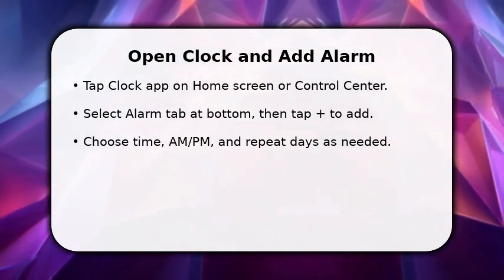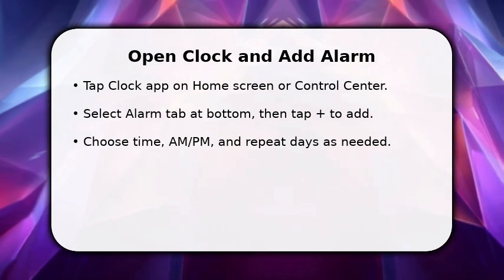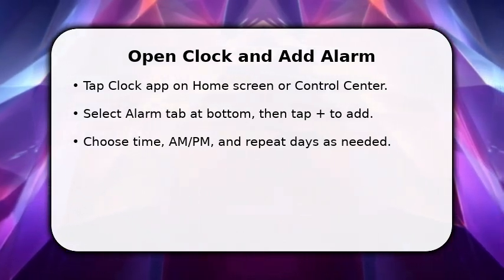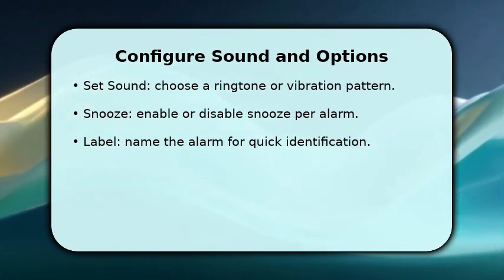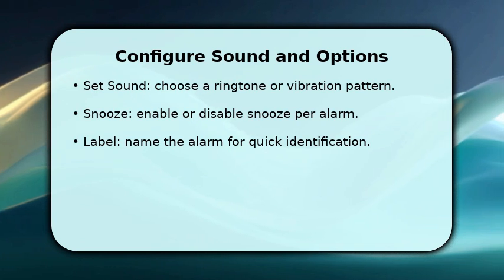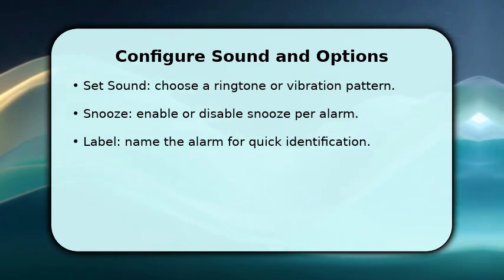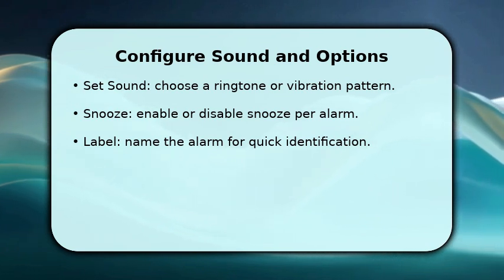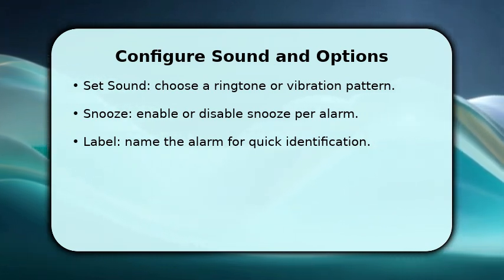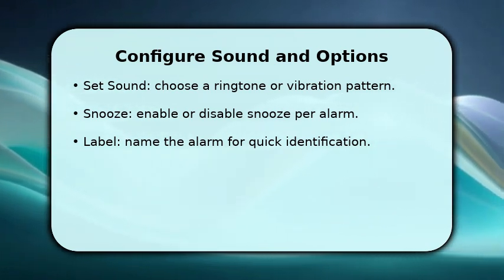Now configure how the alarm behaves so it reliably wakes or reminds you. Tap Sound to choose a ringtone or vibration. Louder tones and distinct melodies reduce snooze temptation. Make sure to enable or disable snooze depending on whether you want repeat interruptions. Add a clear label describing the purpose. This is why you won't ignore it.